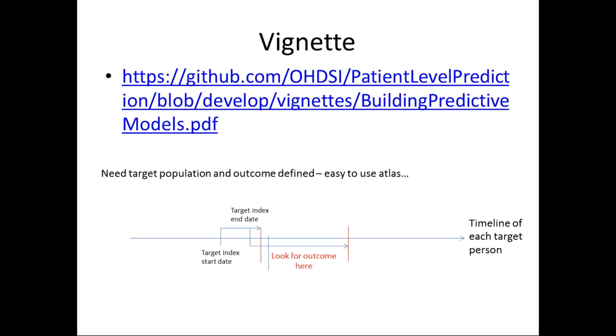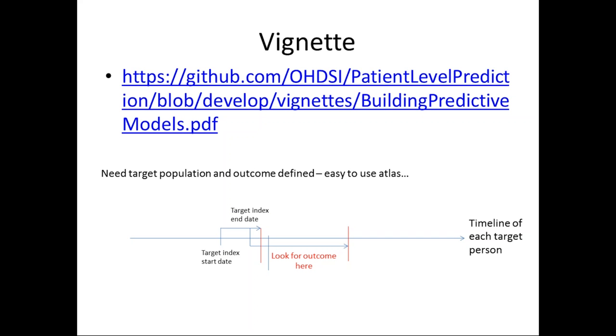So the example is at this link here. If you go into our GitHub, then you can go through the files and get to building predictive models. To do a prediction model through R, the first thing you'll need to do is create a target population.